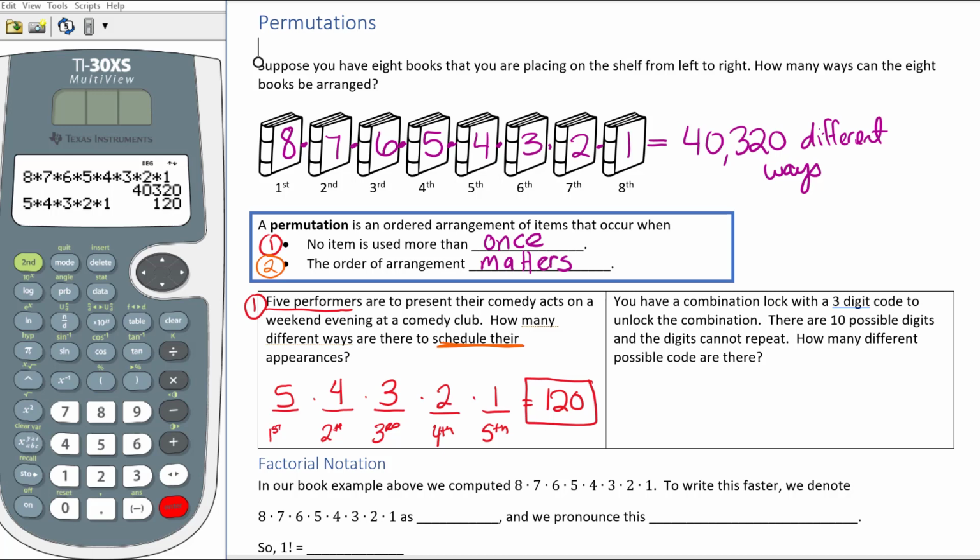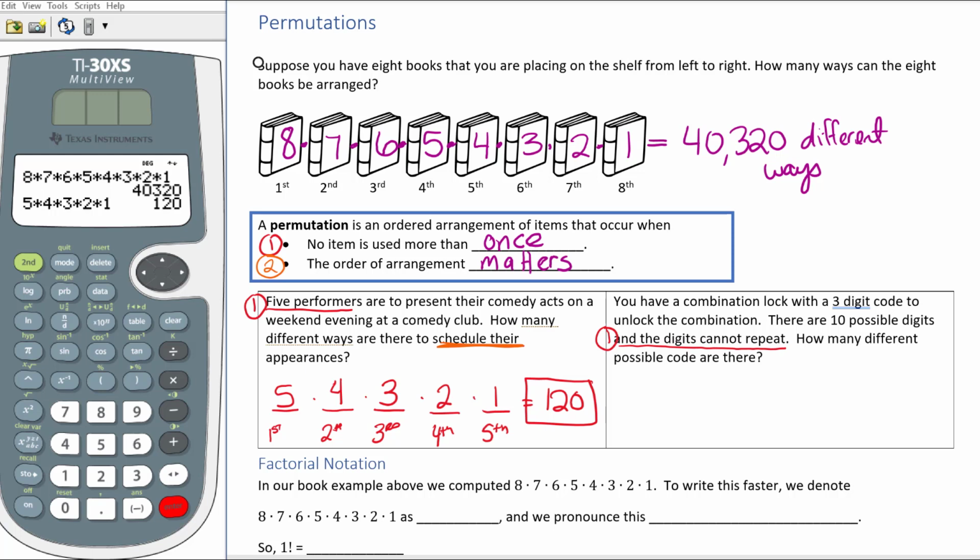The next example, you have a combination lock with a 3-digit code to unlock the combination. There are 10 possible digits, and the digits cannot repeat. Because the digits cannot repeat, that satisfies requirement number 1, that no item is used more than once. So we have 10 digits, but as soon as you use a digit, let's say you use 7, you can't then use 7 again for this particular combination lock. Sometimes they do that, so you can't type in something like 333, and that's too easy to guess, okay?